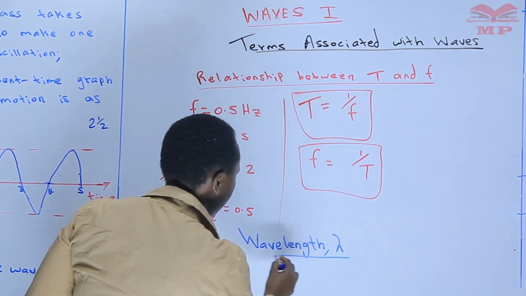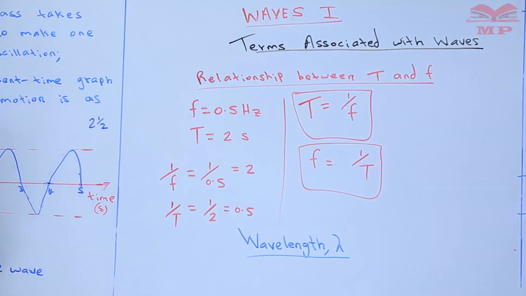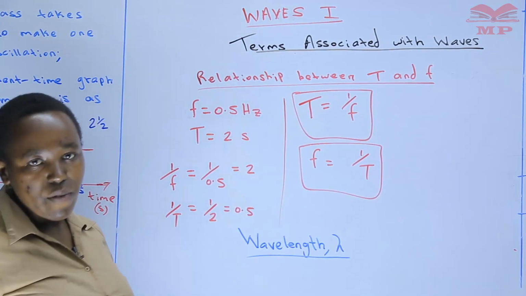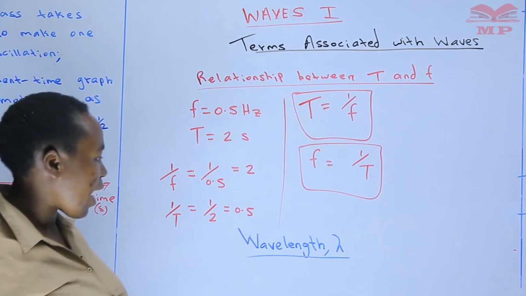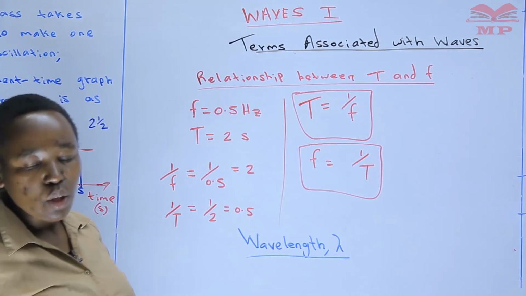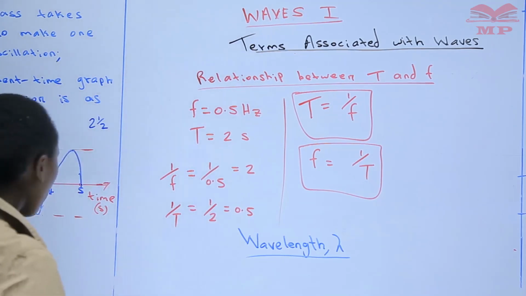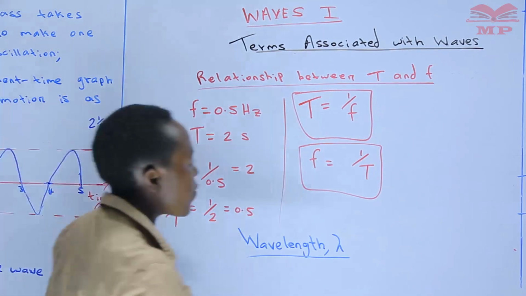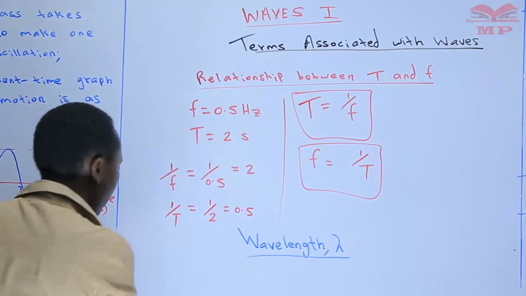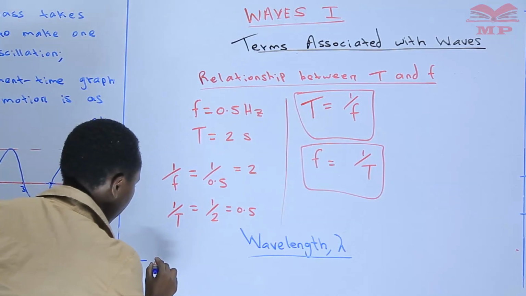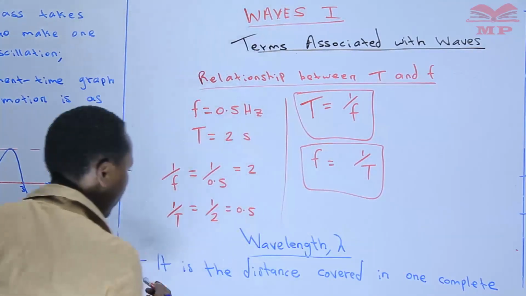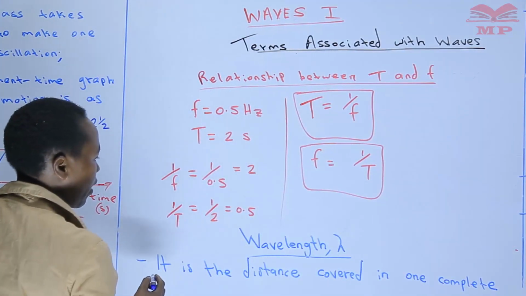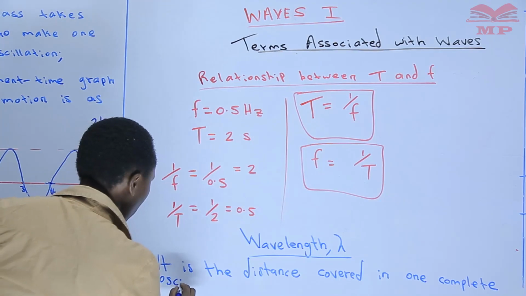So finally, our last term, we have wavelength, denoted by lambda. When we talk of wavelength, it simply refers to the distance covered in one complete oscillation. In this one, we are going to consider a different wave, but we can start by defining. We are going to give several definitions. It is the distance covered in one complete oscillation.